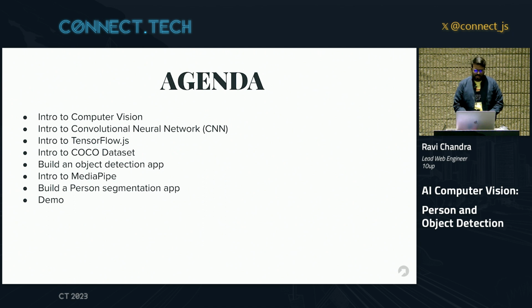A quick look at the agenda for today. We'll be taking a look at an introduction to computer vision in general, and then we'll talk about convolutional neural networks, which is a type of neural network usually used in image or video processing. And then we'll look at a quick introduction to TensorFlow.js. We'll also look at the Coco dataset, which is a ready-to-use, widely used dataset for classifying and identifying objects in images. And then we'll also build an object detection app using some of the pre-built models from the Coco dataset.